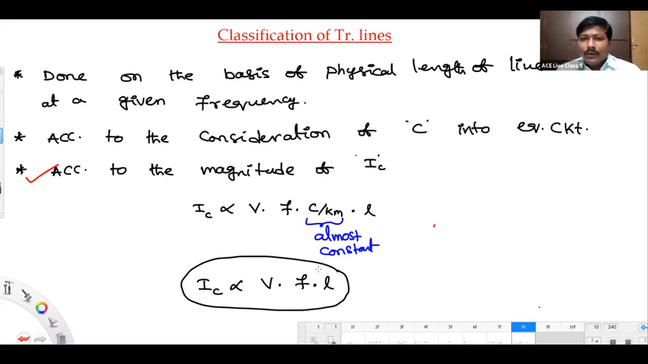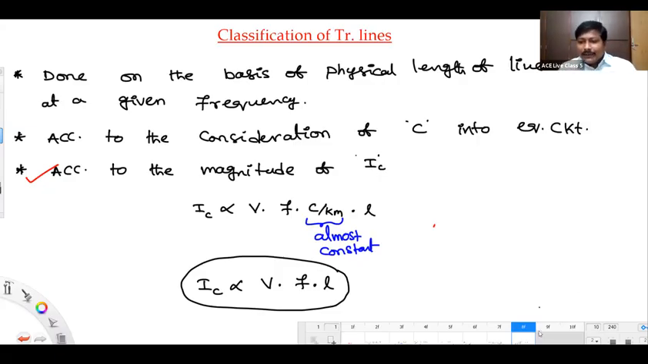Okay, right. So next I can say 3 types of lines now. One is a short line, which has very negligible value of charging current. Medium line having an appreciable value of charging current. Long line having a good value of charging current.